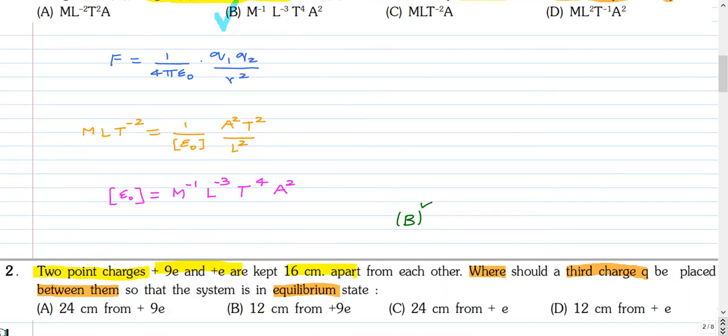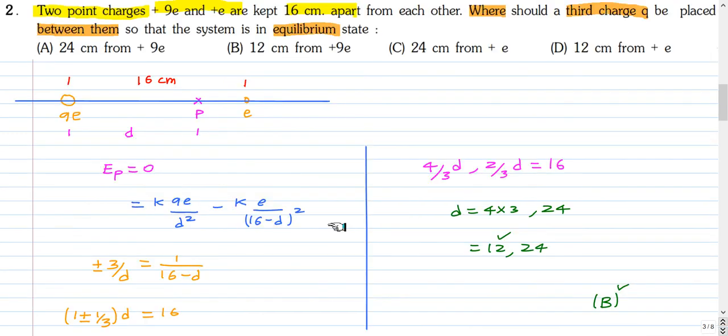This is the next question. 2 point charges plus 9e and plus e are kept 16 cm apart from each other. Where should a third charge q be placed between them so that the system is in equilibrium state? 4 options are given. You can pause the video and attempt this question. Here is the solution. So there are 2 point charges 9e and e.